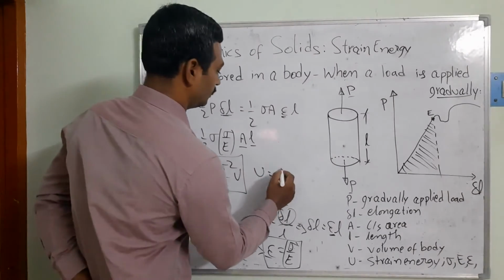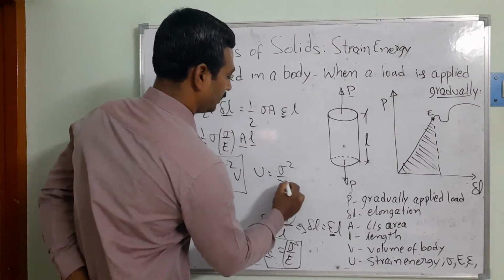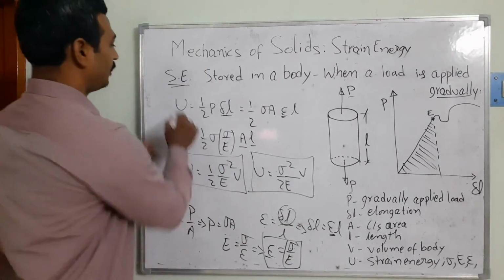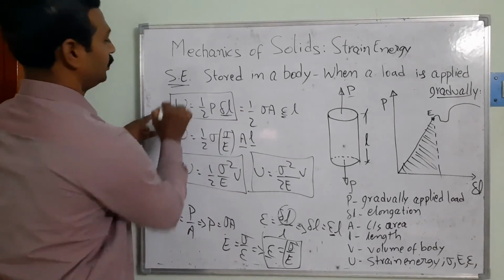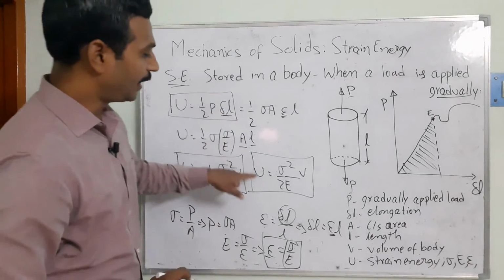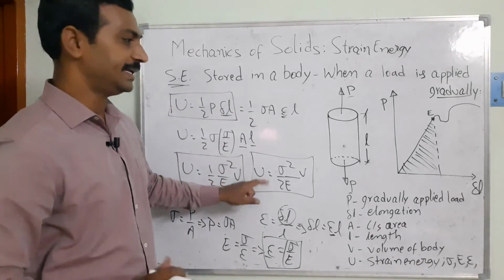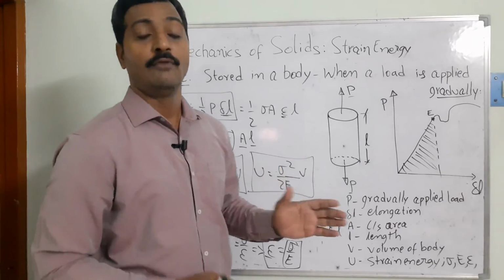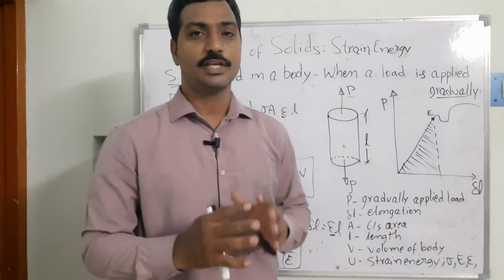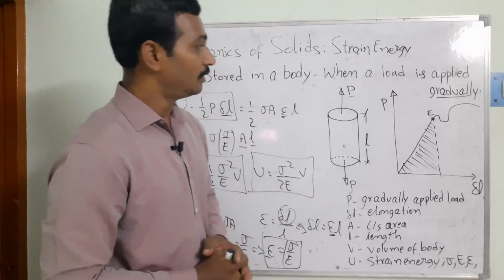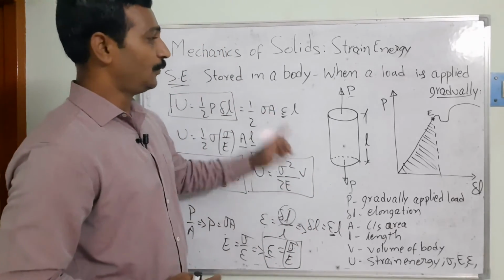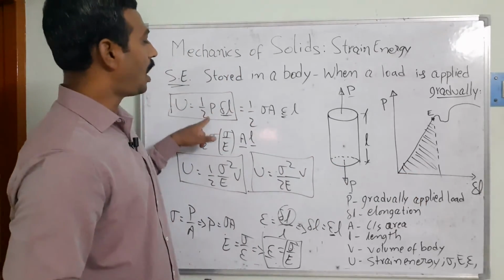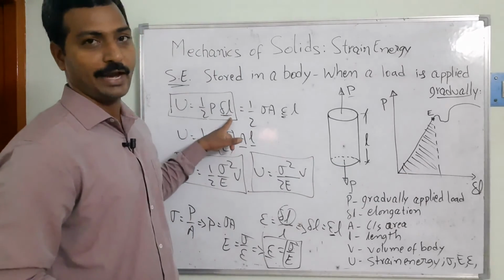U is equal to sigma square by 2E into volume we are going to consider. So either you can find out the magnitude of the strain energy by using this equation, or you can find it by using this equation. So I hope you are able to understand the mathematical model which helps to find out the magnitude of the strain energy, right? In this case the strain energy we have calculated by using the curve. That's why we have taken half into base into height.